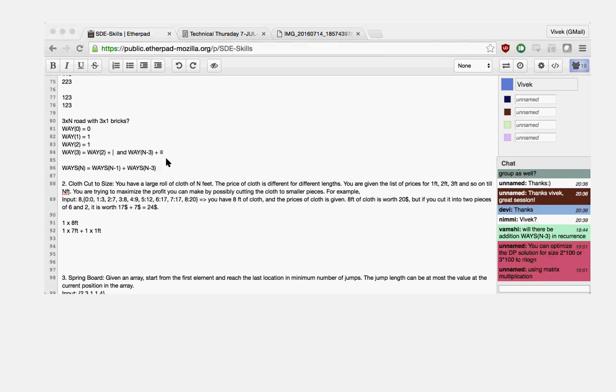Correct. Now a 3 by 3 road can be like you lay 3 vertical strips of 3 cross 1. Correct. Or you lay 3 horizontal strips of 3 cross 1. Correct. That gives you 2 ways. That is correct.